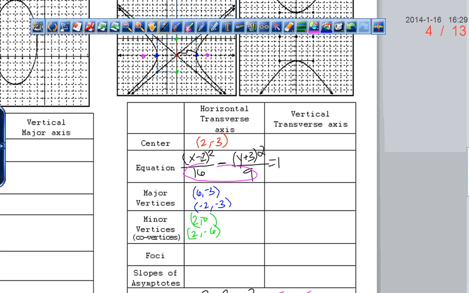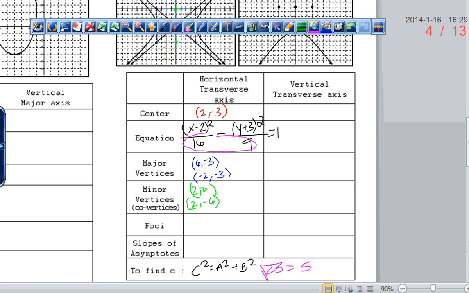So we're still going to add to our x value because that's our center. Foci are with the major vertices. So I'm going to add 5 units to my x value. So 5 plus 2 is 7, comma negative 3. And then I'm going to also subtract 5. So negative 3, negative 3.